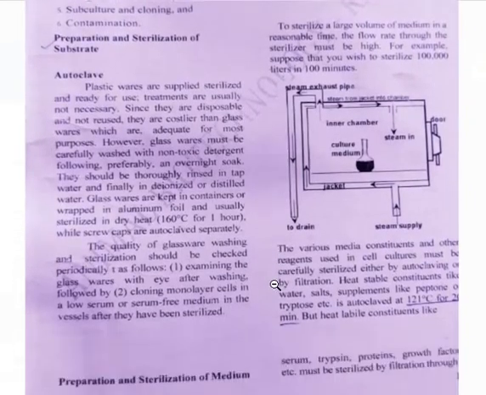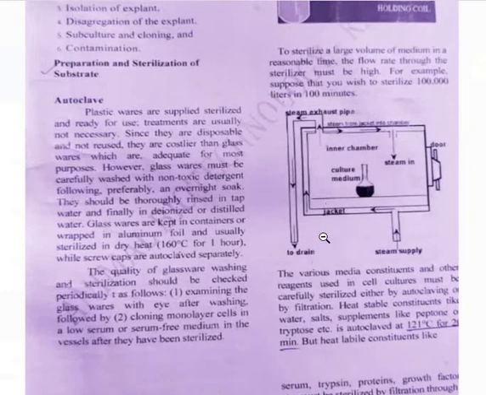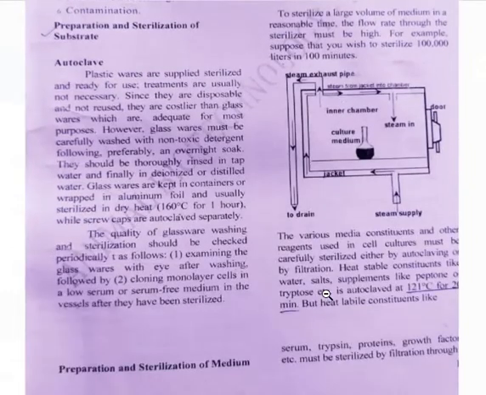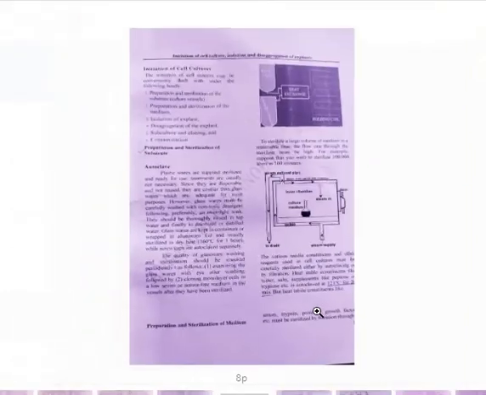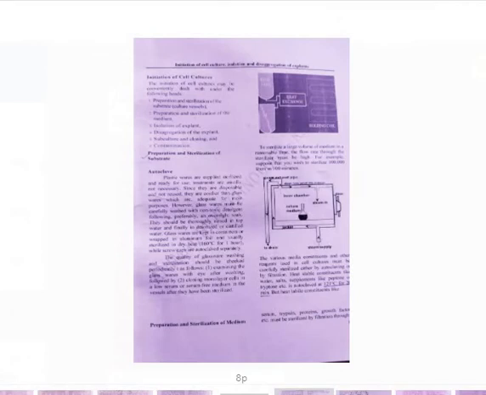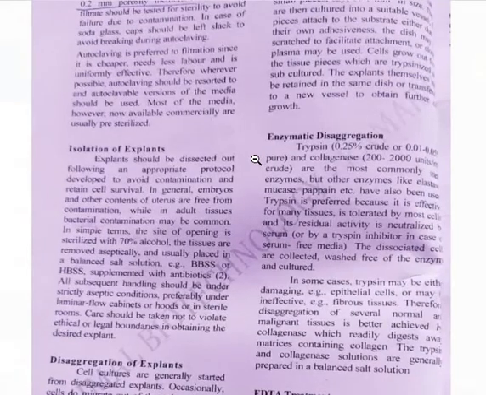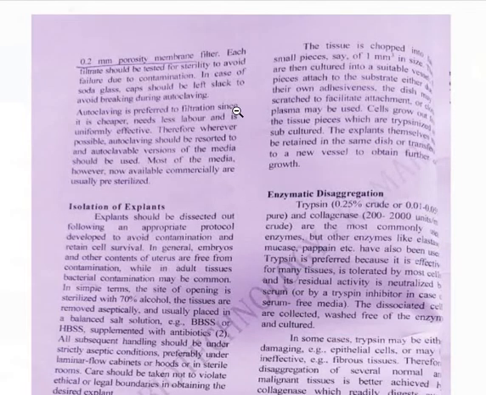So that is the autoclave, as you all know, as you have studied in microbiology. The autoclave can be used for the sterilization of the things you are going to use for animal cell culture.